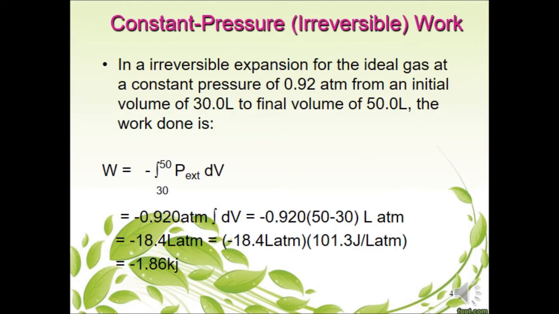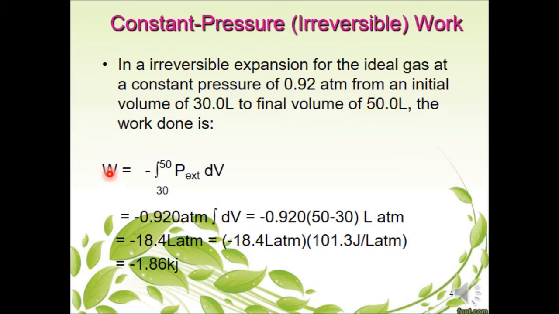Okay, next is irreversible work. So normally for irreversible work, we get a constant pressure. So for irreversible expansion, example here: for an ideal gas at constant pressure, that's the keyword for irreversible expansion, constant pressure of 0.92 atmospheric pressure from initial volume of 30 liter to final volume of 50 liter. So calculate the work done.